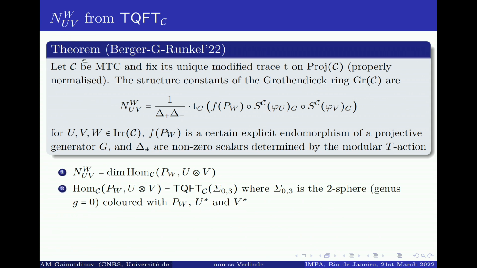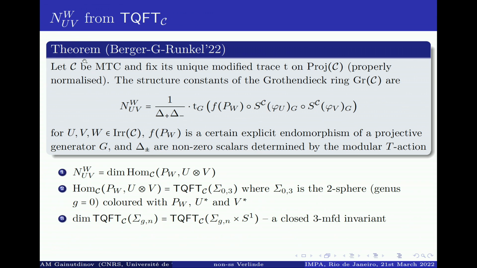And from the TQFT side, I know that this Hom space from P_W to U tensor V is an image of my TQFT functor of the decorated surface, which is a sphere with three punctures colored by P_W, U star, and V star, right? But to calculate the dimension of the TQFT space for every surface Sigma_{g,n}, I just need to calculate the TQFT of the three-cobordism, which is Sigma_{g,n} cross S1. And this is a closed three-manifold. And so to calculate the dimension of a certain TQFT space, I need just to calculate the invariant of this three-manifold.